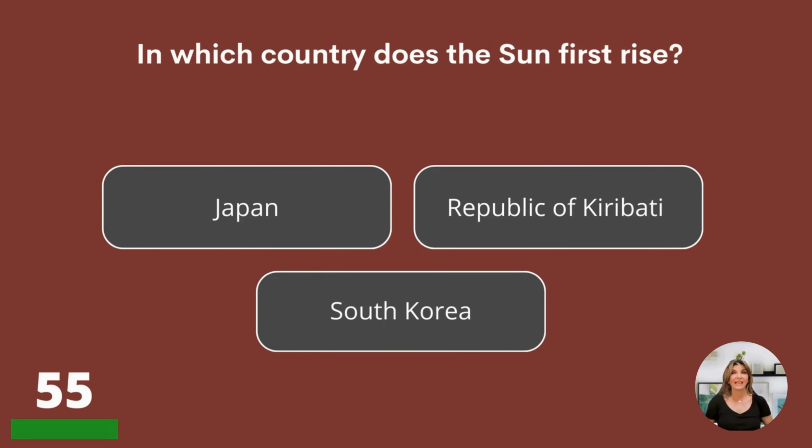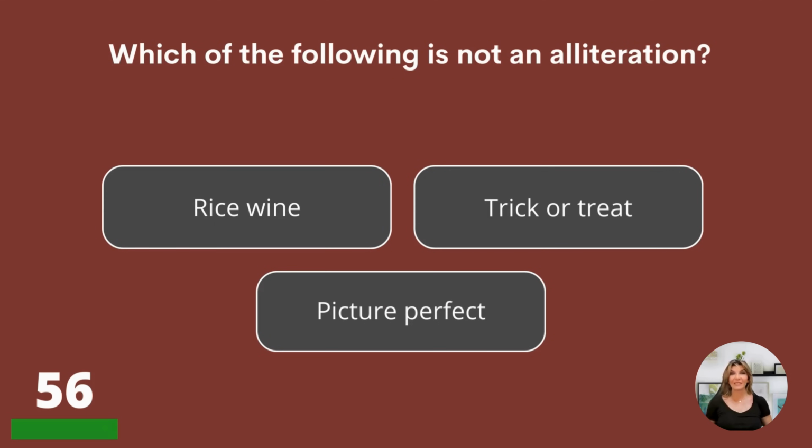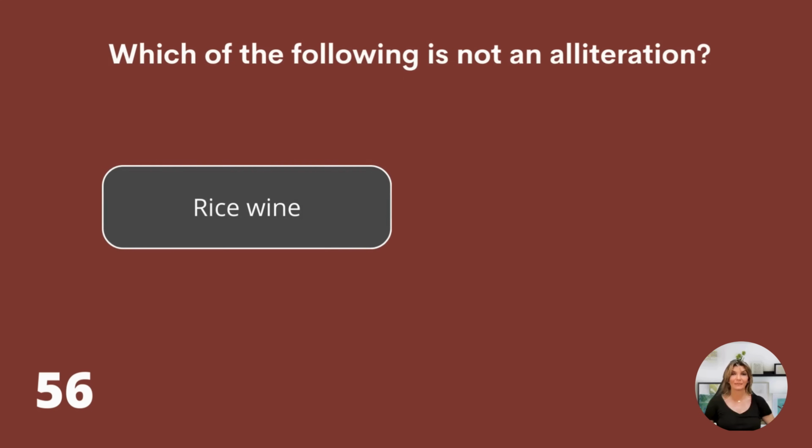In which country does the sun first rise? Japan, the Republic of Kiribati, or South Korea? The Republic of Kiribati. Which of the following is not an alliteration? Rice wine, trick or treat, or picture perfect? Rice wine.